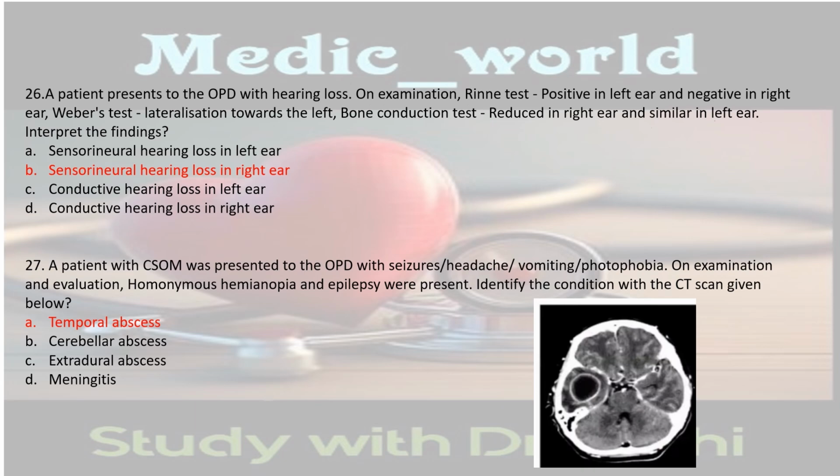Weber's test lateralization towards the left, bone conduction test reduced in the right ear and similar in the left ear. Interpret the findings. Here the answer is sensorineural hearing loss in the right ear.